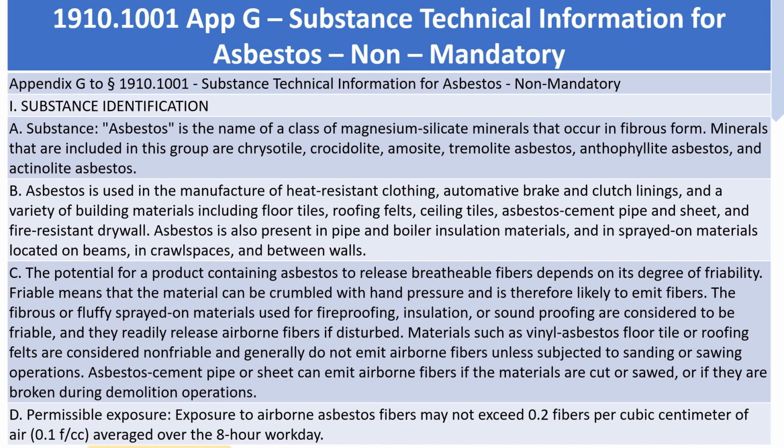Permissible exposure. Exposure to airborne asbestos fibers may not exceed 0.2 fibers per cubic centimeter of air, 0.1 f/cc, averaged over the 8-hour workday. 2.